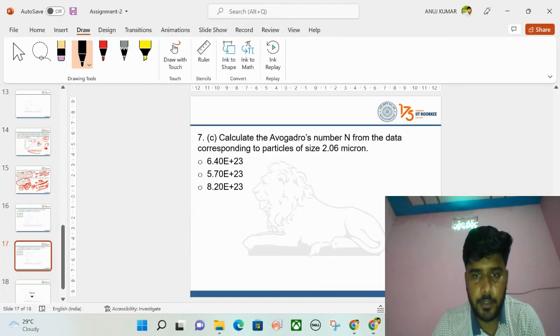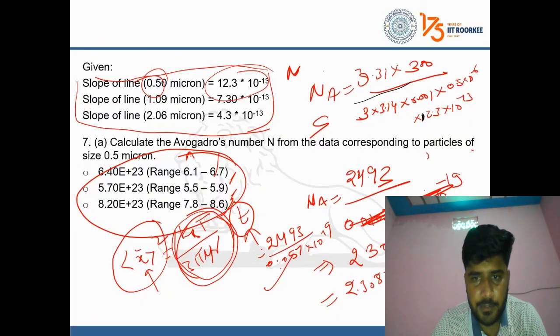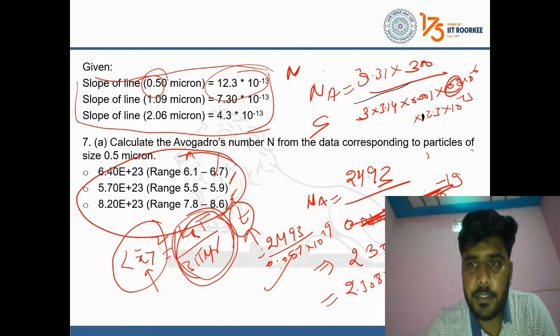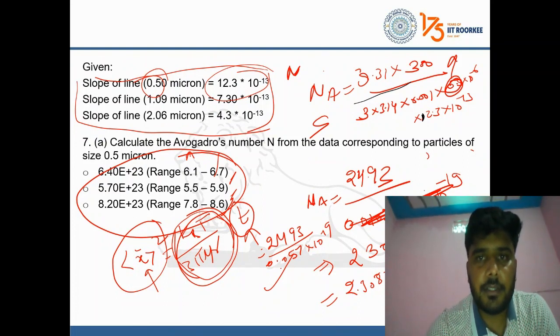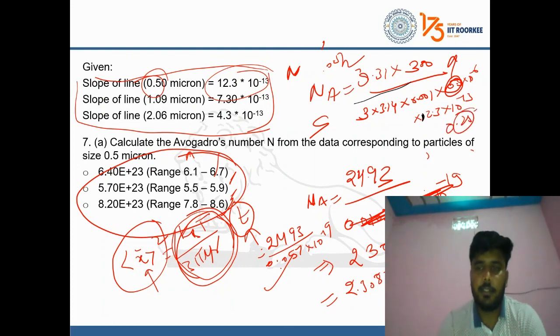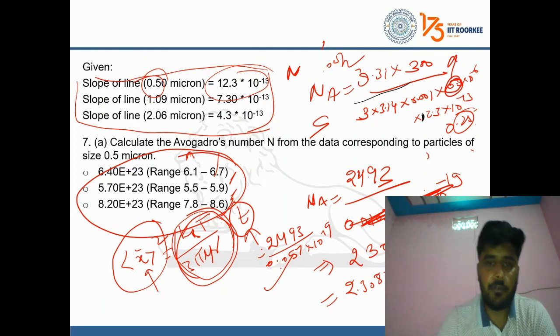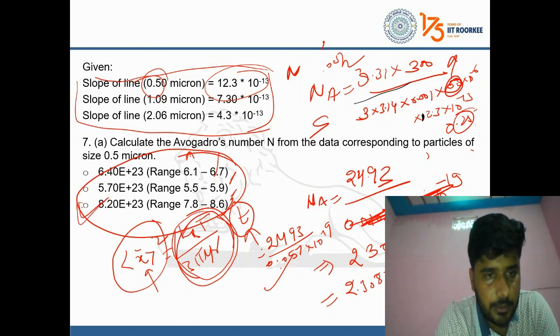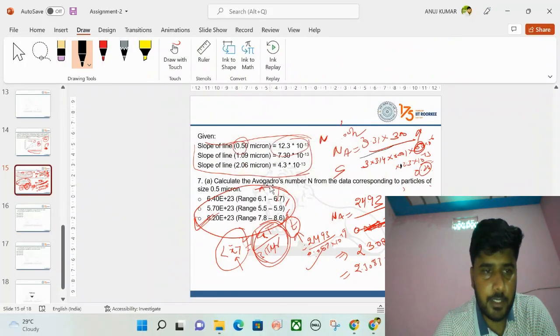But before that, there is another problem here. This is the value of diameter. You have to convert it into radius, so you put 0.5 by 2, that is 0.25. Sorry for that. You have to put the value of radius here, not the diameter. So put 0.25 here, and after that you will get this answer. Similarly you can solve it for other radius values.